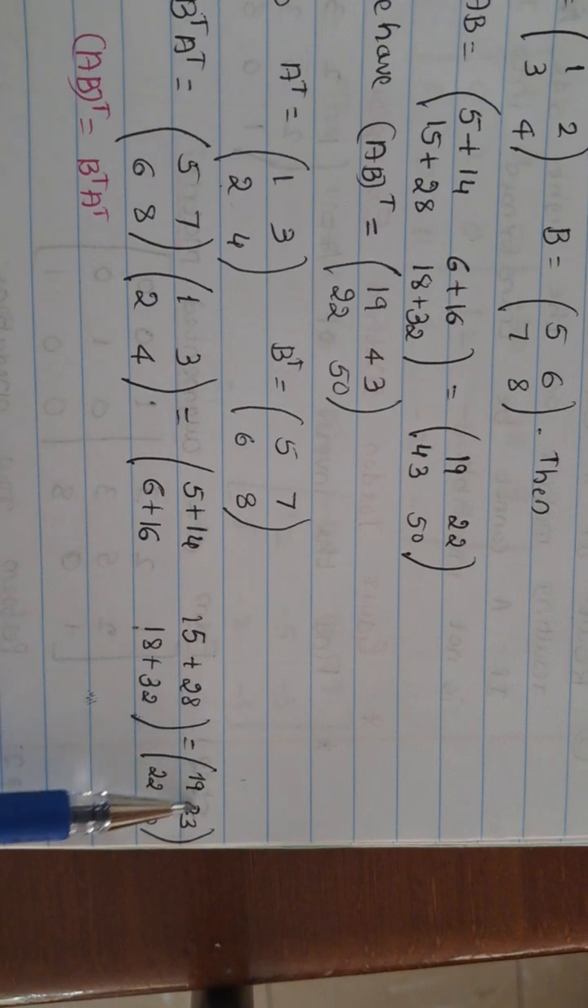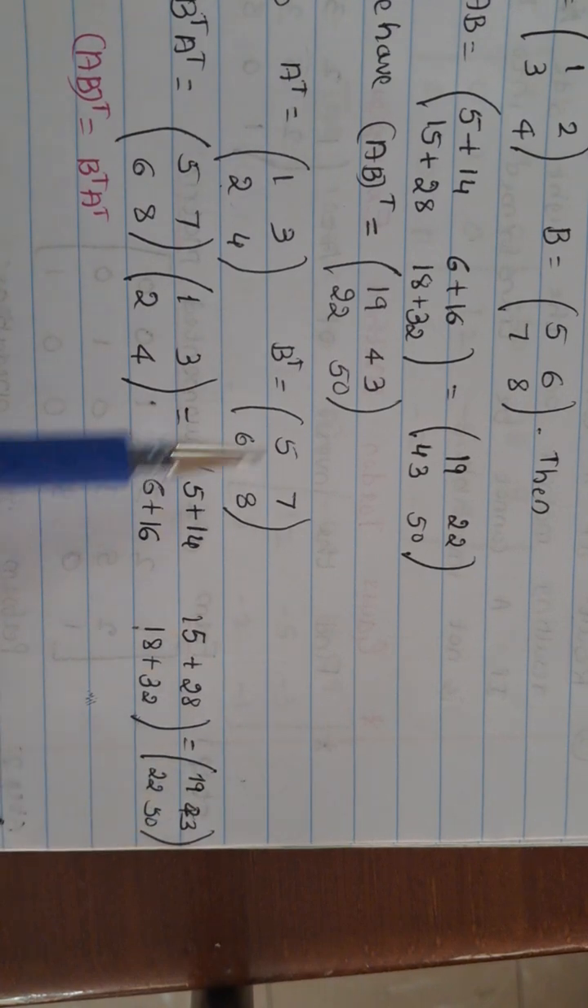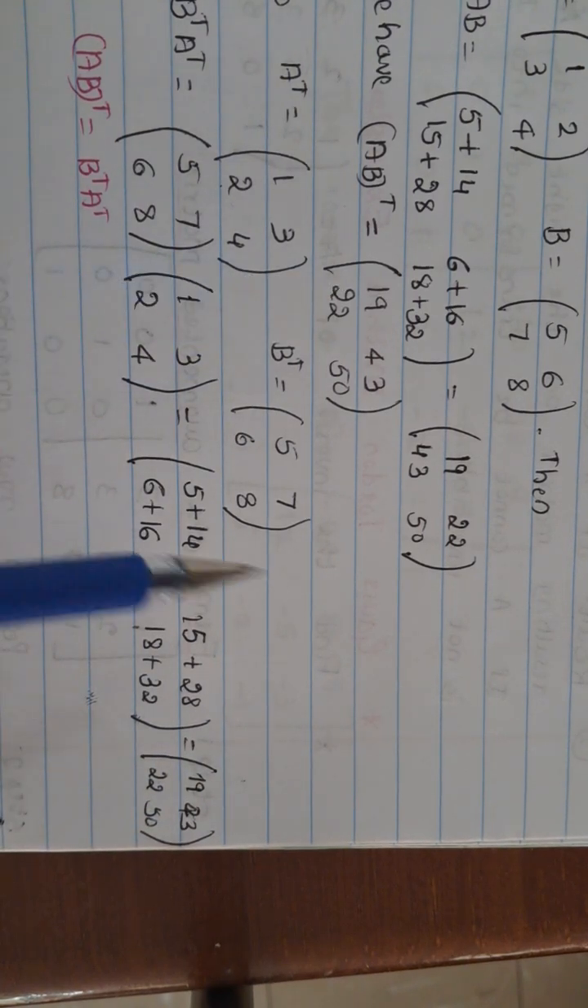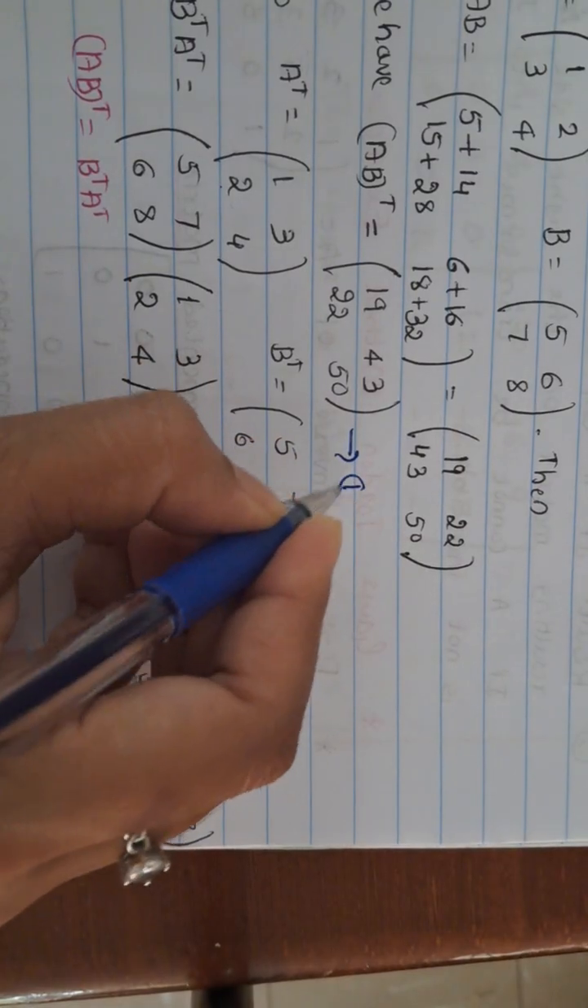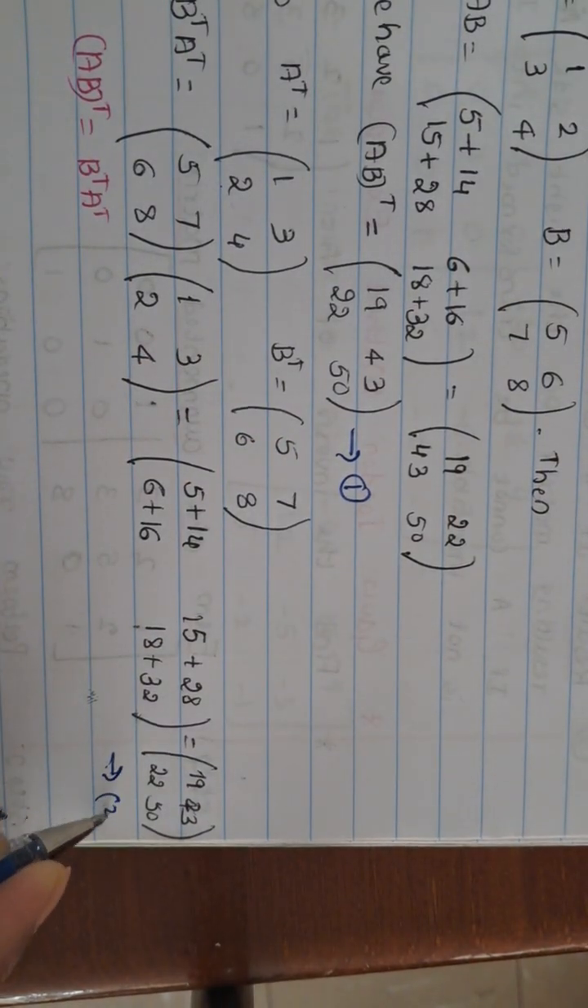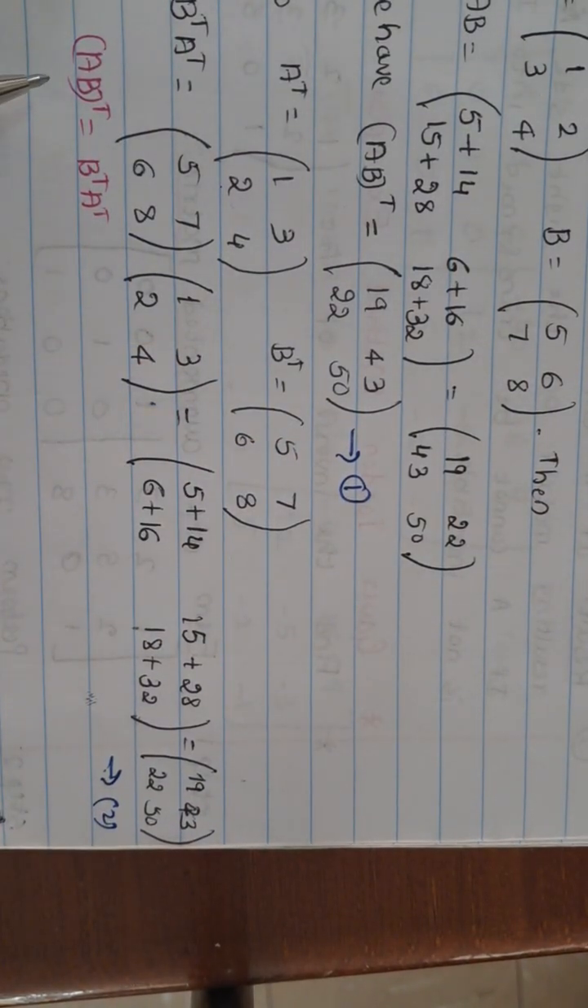If you see, this is our B transpose into A transpose, and this is our (AB) transpose. If you observe from 1 and from 2, it is clear that both are the same. Hence, (AB) transpose is equal to B transpose into A transpose.